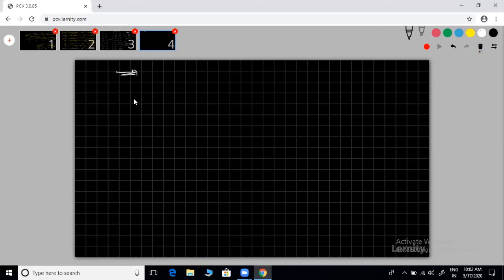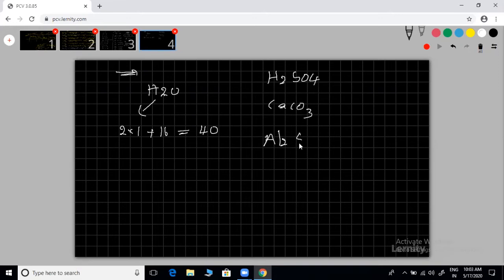Okay. Fine. Calculate H2O mass. Hydrogen, I think 2. Each hydrogen is 1. That's why 2 into 1 plus oxygen 16. Total how much? 18. So can you calculate the remaining: H2SO4, CaCO3, aluminium sulfate. Try to calculate.